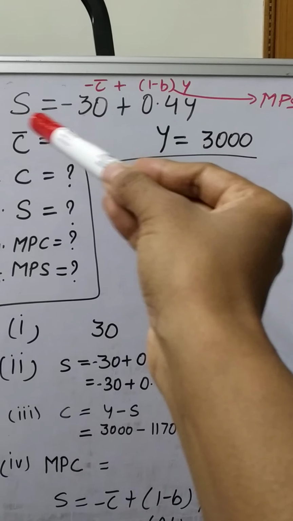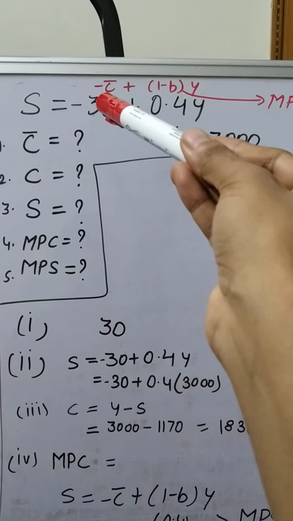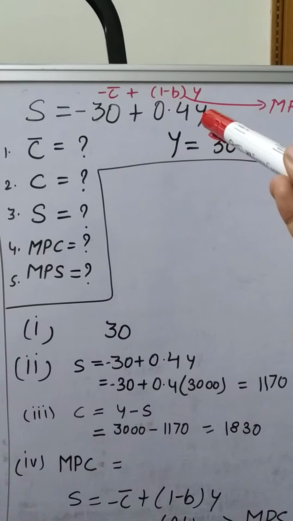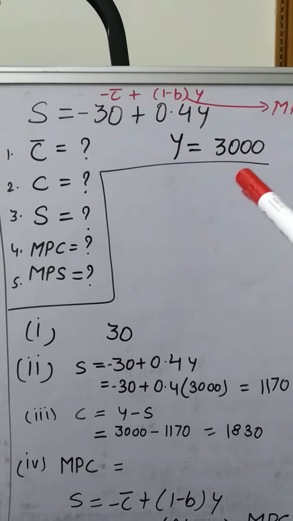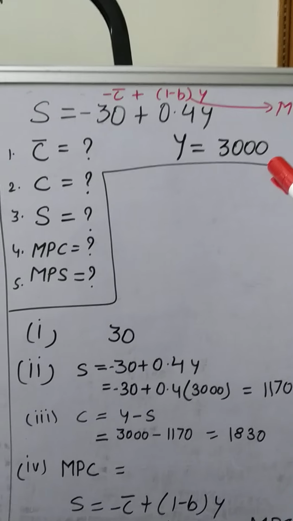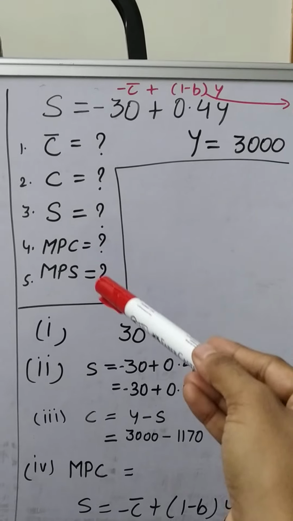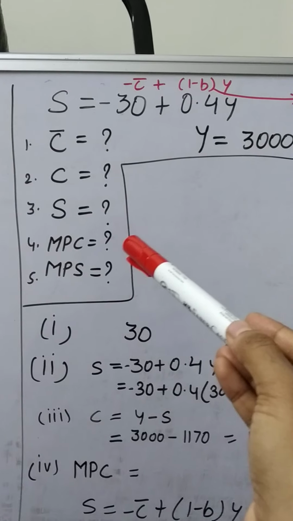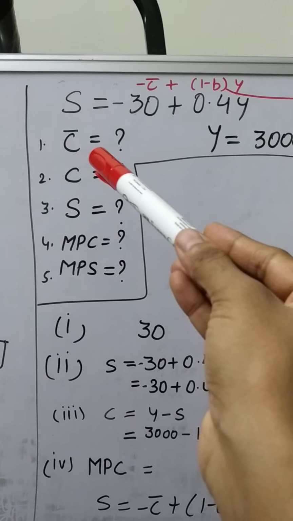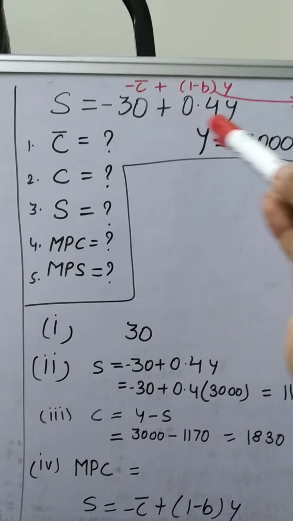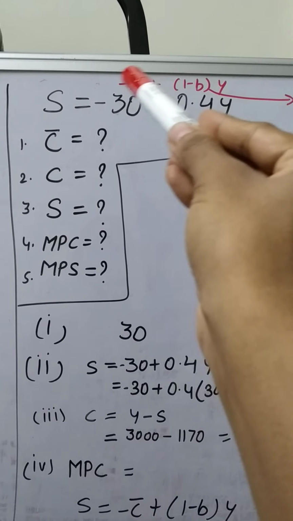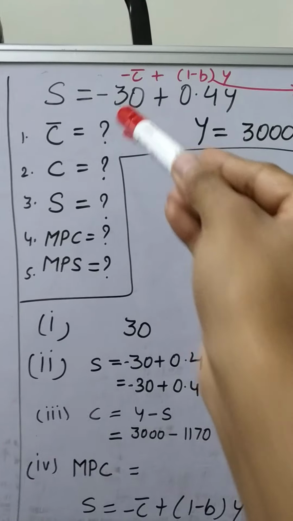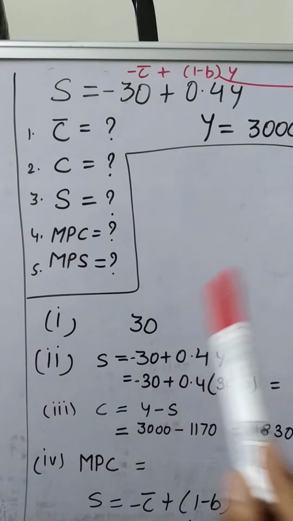So that means in your saving function, minus C bar, that means autonomous consumption, is given, MPS is given, and for Y we will put the value. Now after this, the income level is also given to us, 3000 rupees. After that they ask you to calculate autonomous consumption, consumption, saving, MPC and MPS. First of all, autonomous consumption is easy to calculate, because if the saving function is given, this minus 30 is your dissaving, and whatever the dissaving is, that is the autonomous consumption. So directly 30 we can keep. So this is your autonomous consumption.